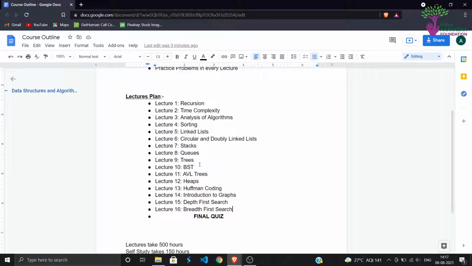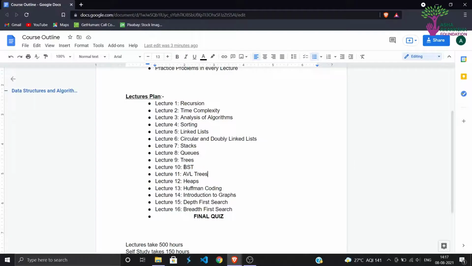Then we talked about the structures called trees. So there were root nodes, internal nodes, and all. So we talked about trees. Then special kinds of trees. So one was binary search trees. So what were the special conditions for a tree to be a binary search tree, and how to create them, how to modify them. So we discussed all that in lecture number 10.